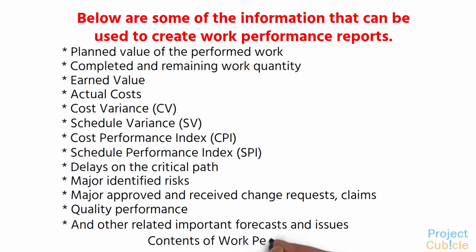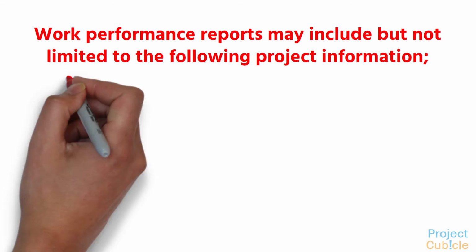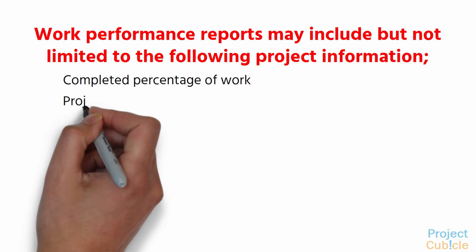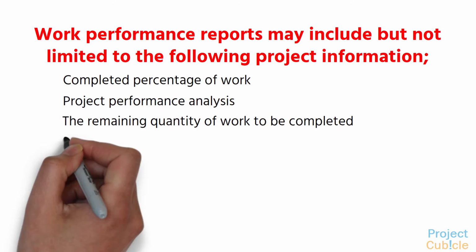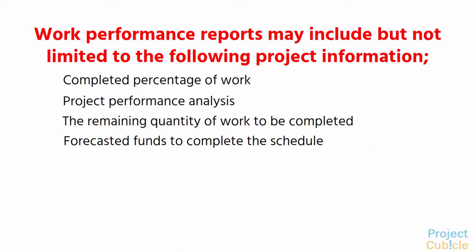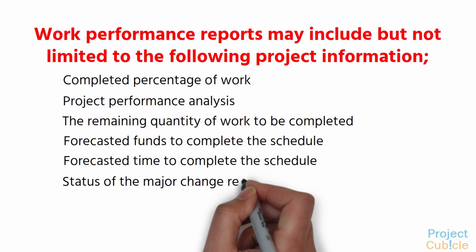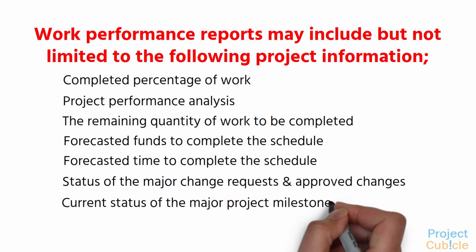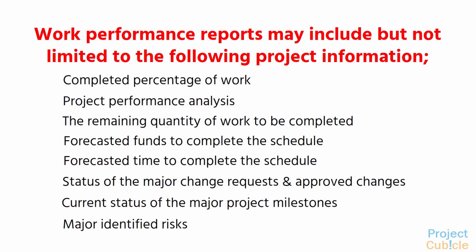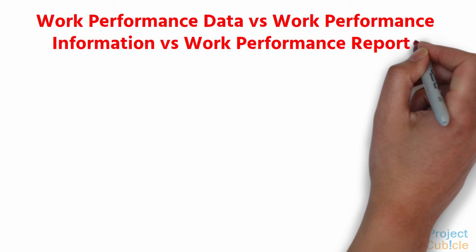Contents of work performance reports. Work performance reports may include, but are not limited to, the following project information. Completed percentage of work. Project performance analysis. The remaining quantity of work to be completed. Forecasted funds to complete the schedule. Forecasted time to complete the schedule. Status of the major change requests and approved changes. Current status of the major project milestones. Major identified risks.